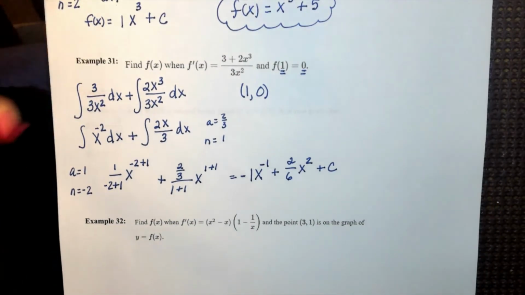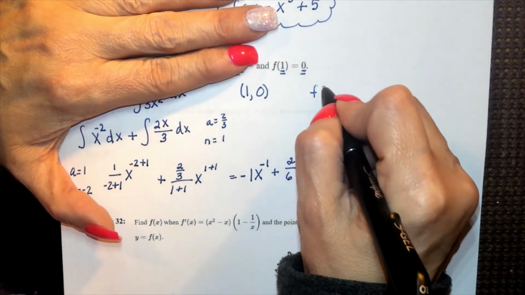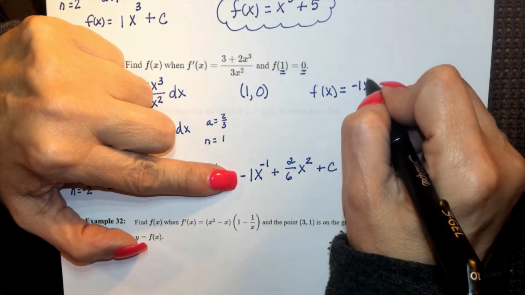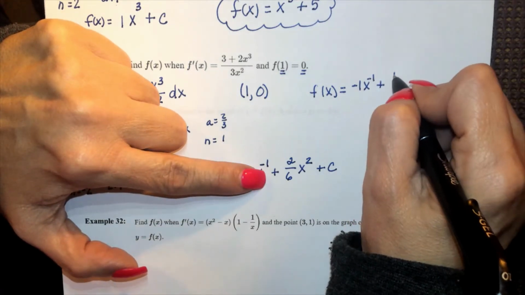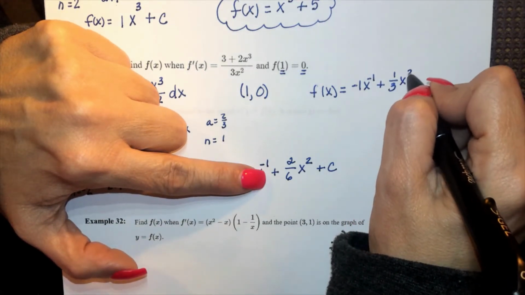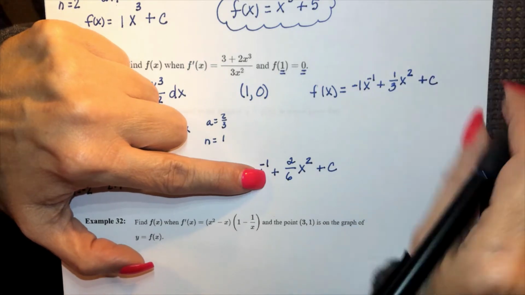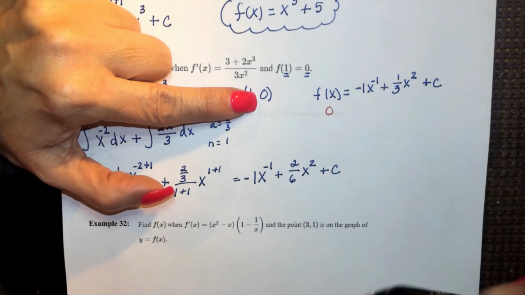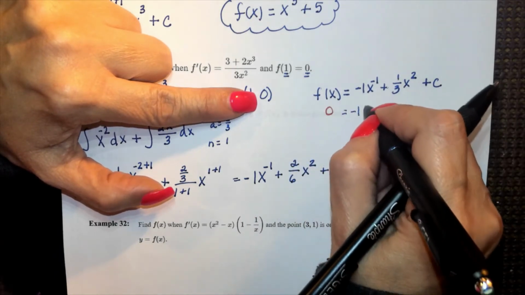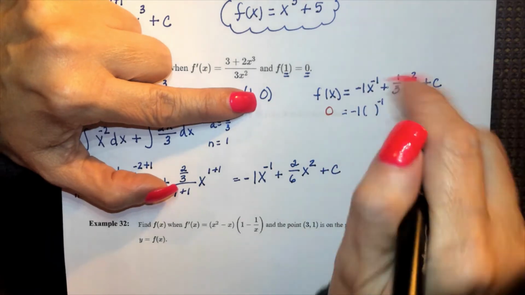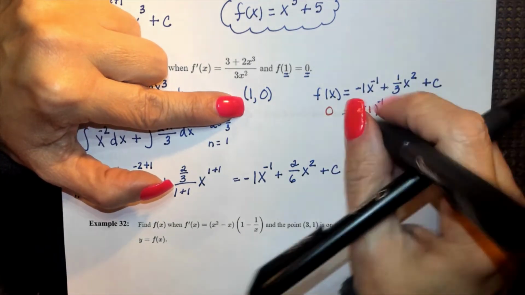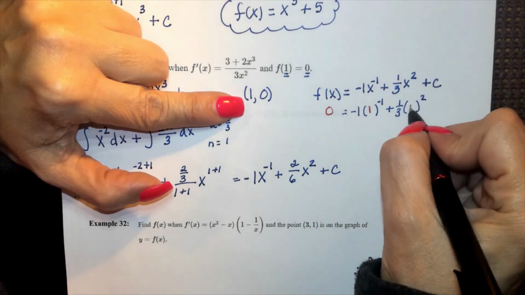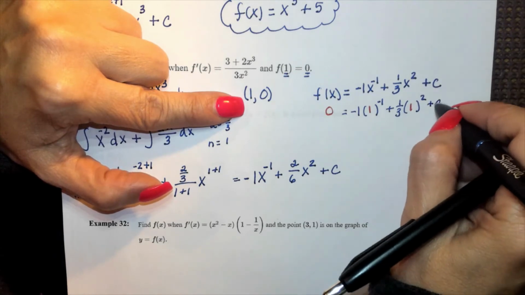I could simplify that one more time, and I'm going to go ahead and call it f of x, because now I've integrated it. I'm going to say negative 1 x to the negative 1 plus 1/3 x squared plus c. I'm going to use this ordered pair. X is 1, y is 0 equals negative 1, and my x value is 1, plus 1/3, my x value is 1 again, plus c.